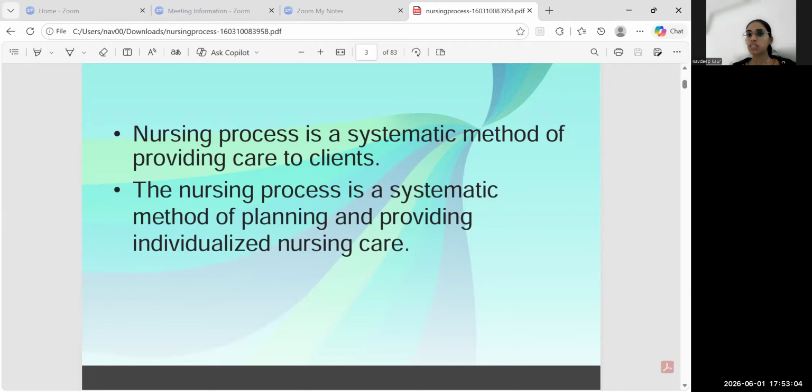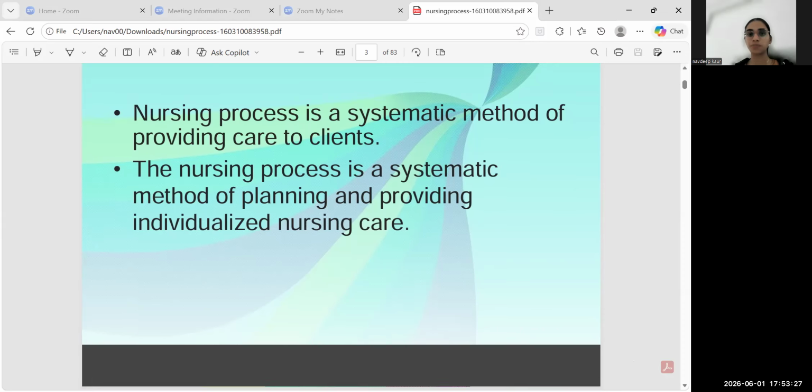So the nursing process is a systematic method of planning and providing individualized nursing care. In the nursing process, this is the systematic method of planning. What we plan is based on the system, and what we provide is based on the nursing care plan according to the individualized needs and priorities as well as problems.